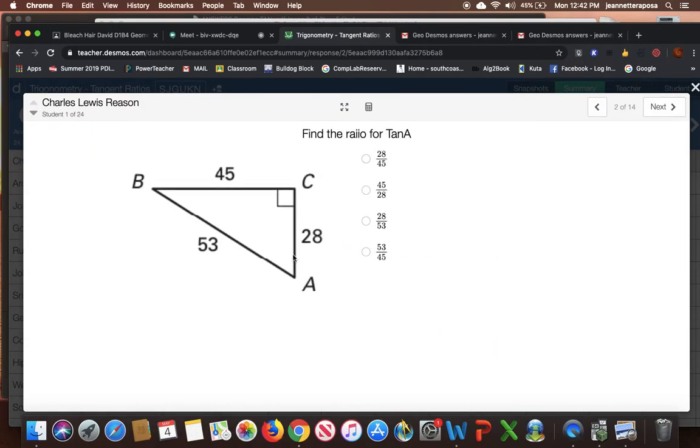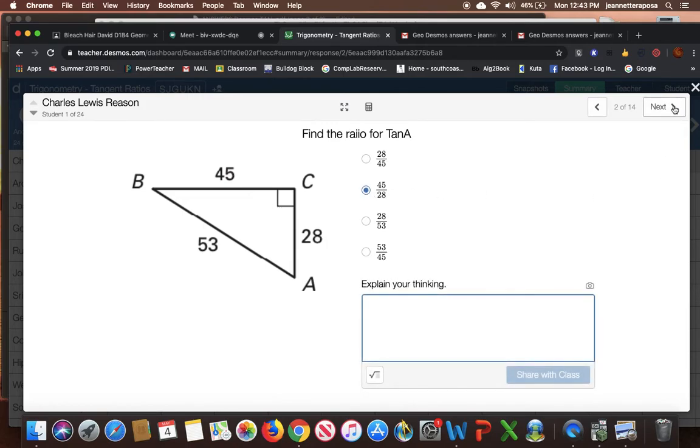Find the ratio for the tangent of angle A. The tangent of angle A is going to be the opposite leg length, 45, over the adjacent leg length, which is 28. Remember, this is adjacent to that angle also. It's next to it, but this is the hypotenuse. It's not the adjacent leg. So the hypotenuse can never be used for the adjacent leg or the opposite leg. That'll come up for sine and cosine later. So 45 over 28, that's what you should have for the second one.